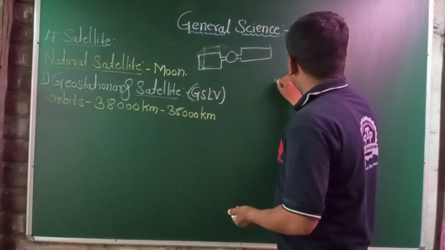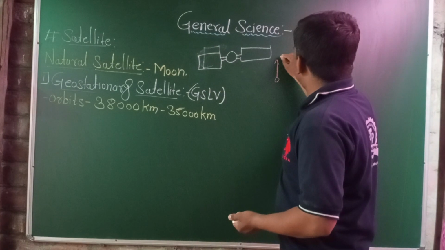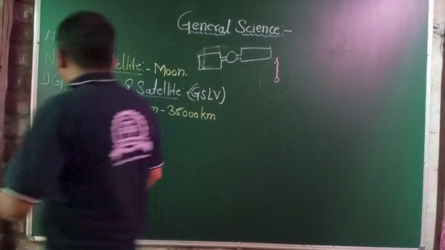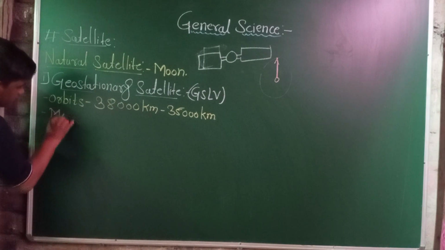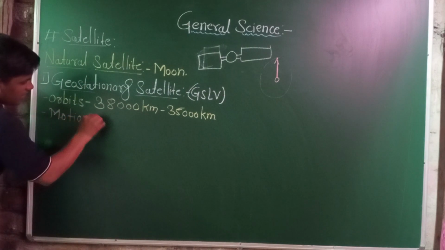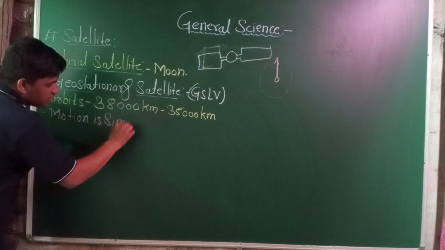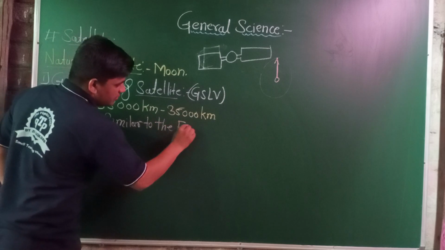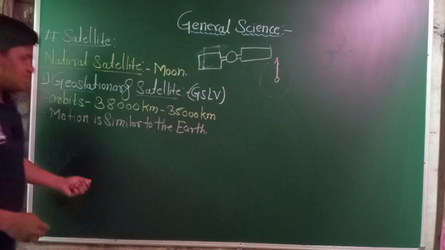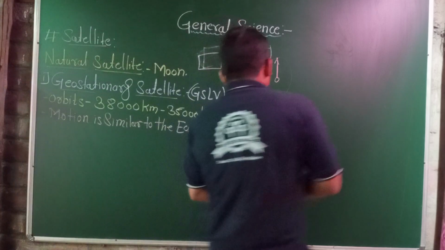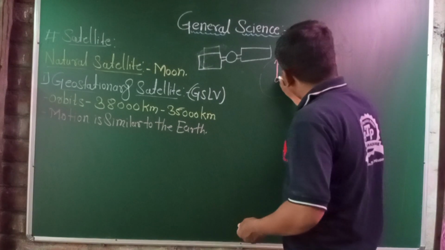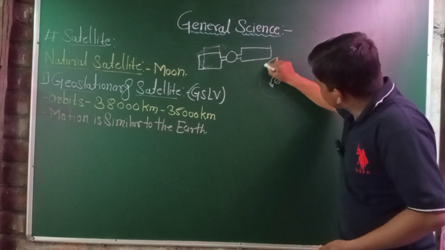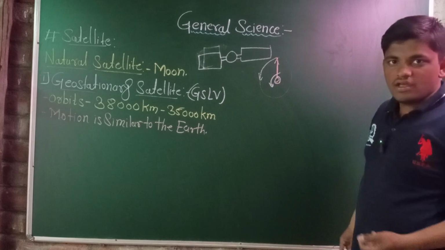Consider this is our Earth, and we are launching the satellite at that place, and it will be moving like this. The motion is similar to the Earth. What is the meaning of this sentence? The motion of the Earth will be like this, moving in the direction of the arrow. It means the satellite is also moving in that direction.